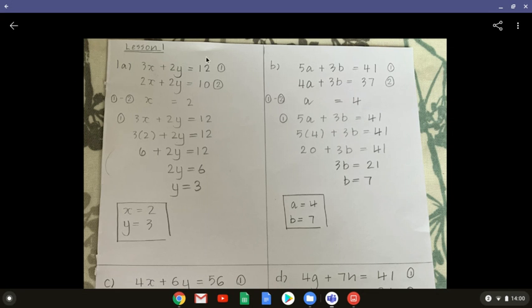What's the difference in the right-hand side? An extra 2. We've got a 12 and a 10, so the top equation is 2 more than the bottom equation.